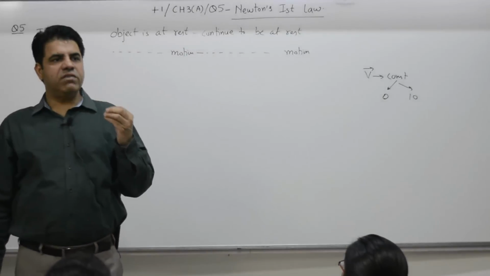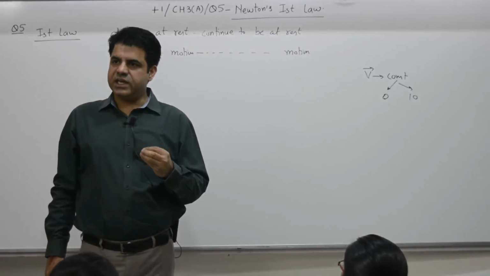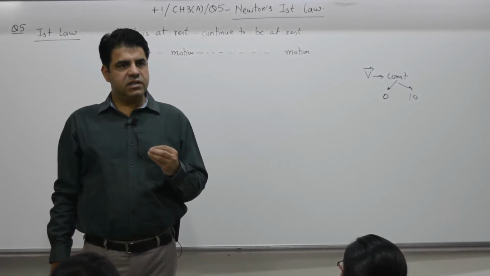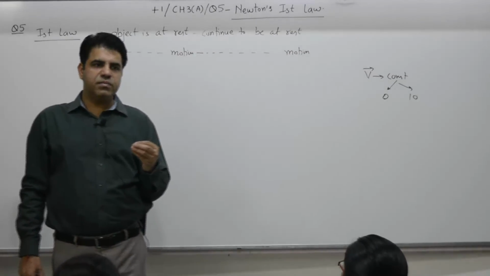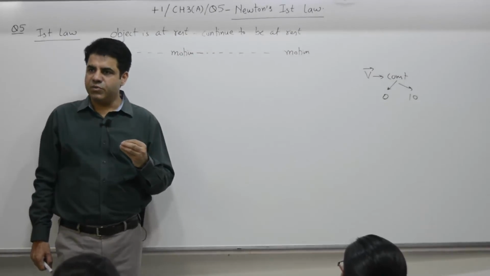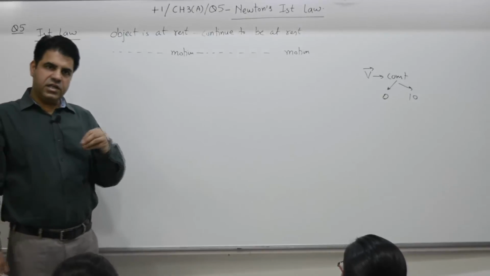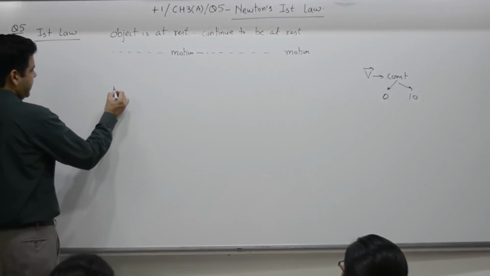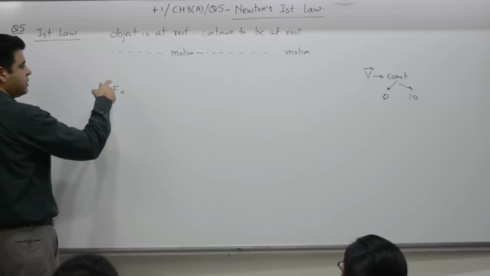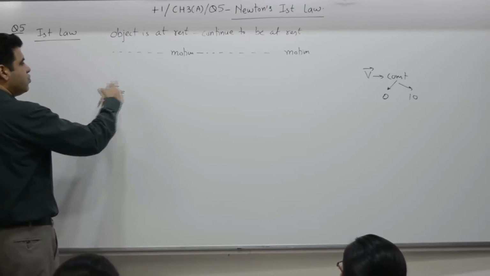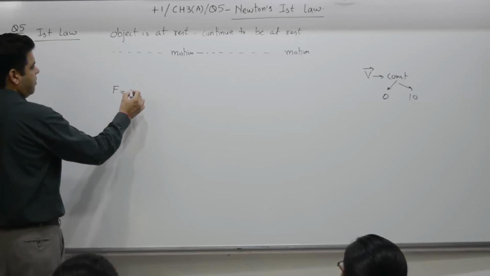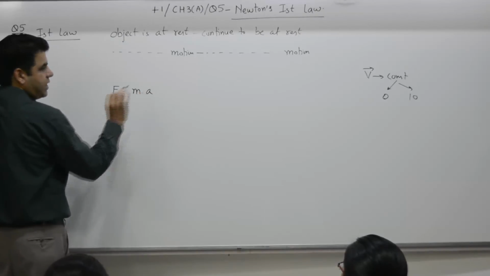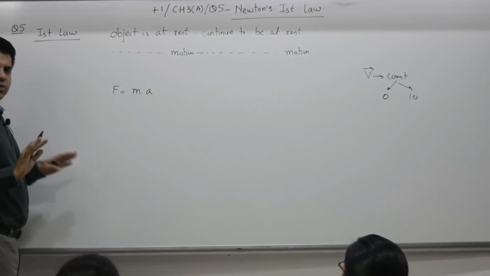The simple school-level statement is: an object at rest will continue to be at rest, and an object in motion will continue to be in motion, unless acted upon by some external agency. In a more complex format at plus-one level, we can say, as per the formula, this is to be proved from the second law. F is equal to ma, right?